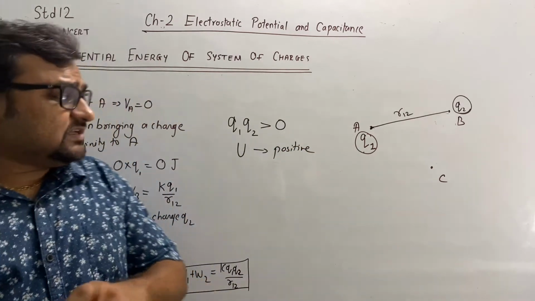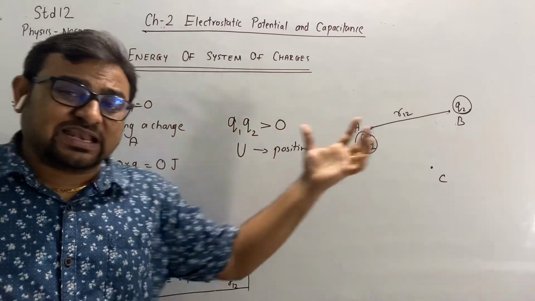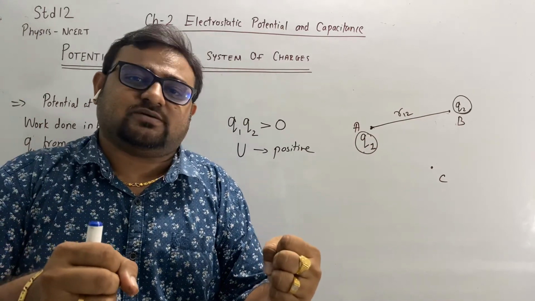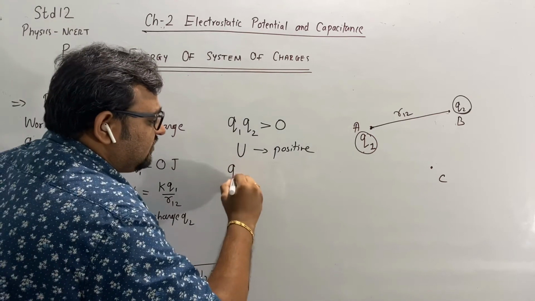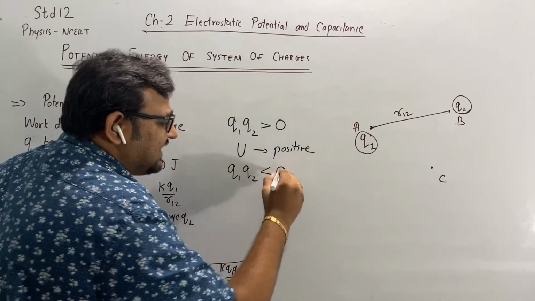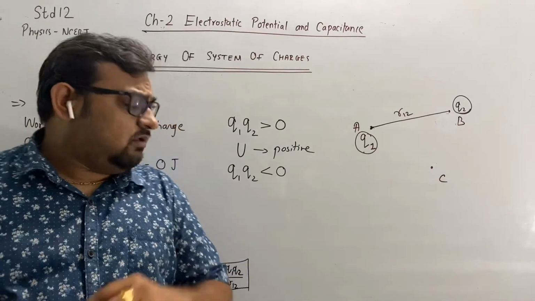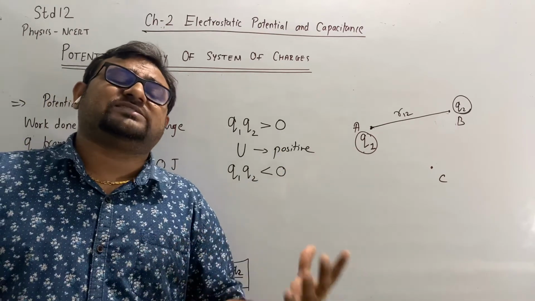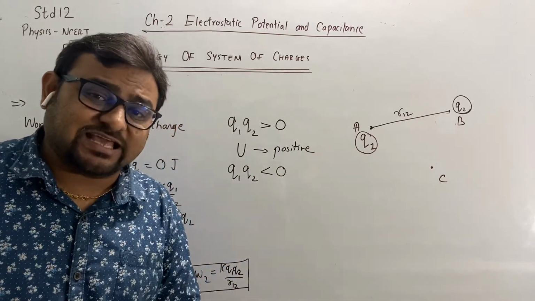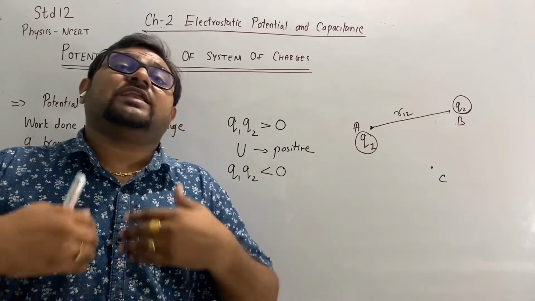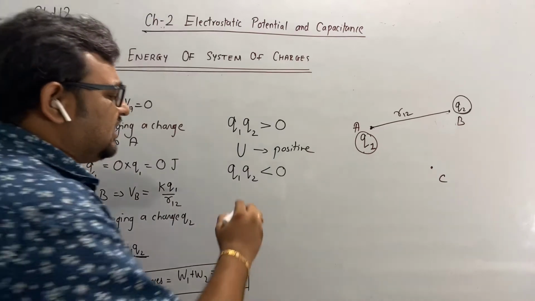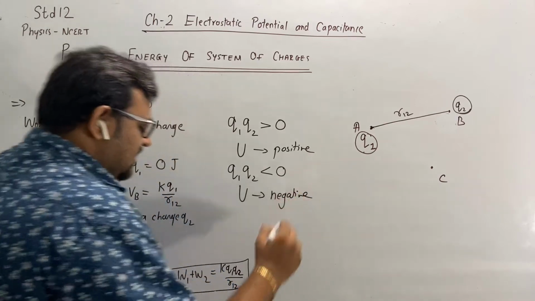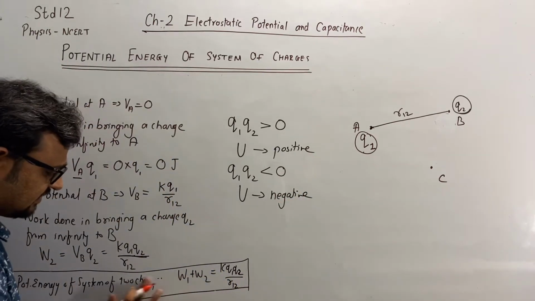Reason: in this case, both will be like charges, so there will be repulsion. So a positive amount of work must be done to bring them together. But if Q1 Q2 is less than 0, that means one of them is positive and the other is negative. So what will happen in this case? There will be attraction, so a negative amount of work must be done, and in that case the potential energy will be negative.